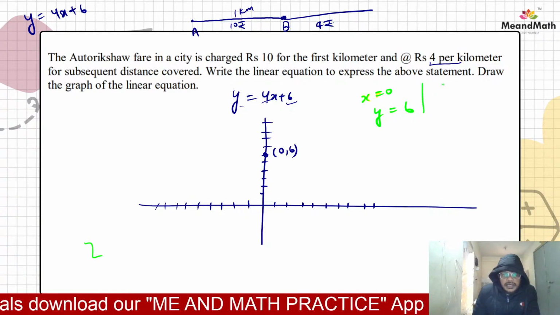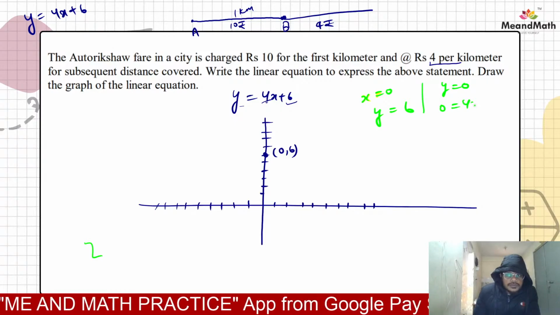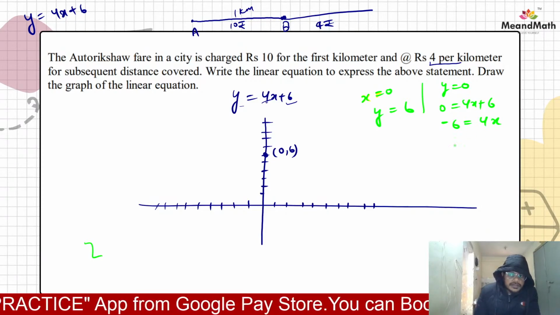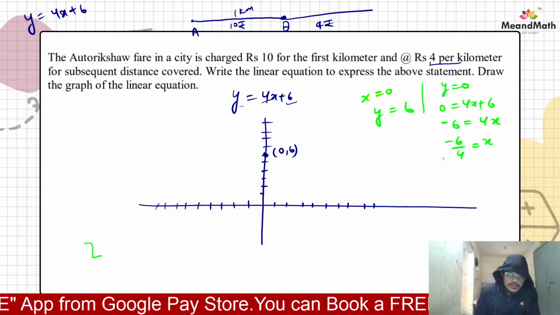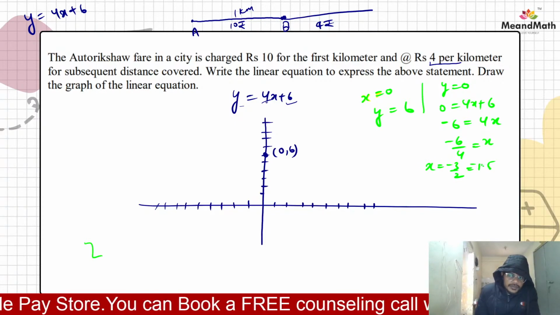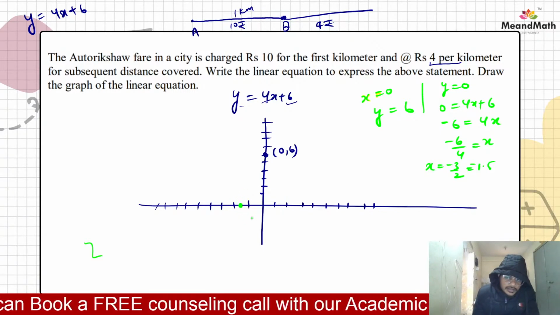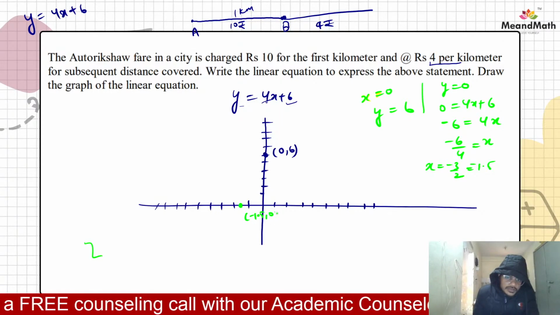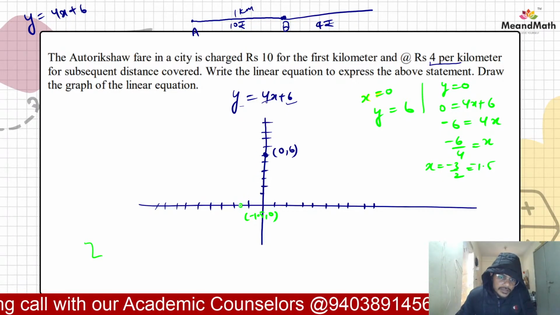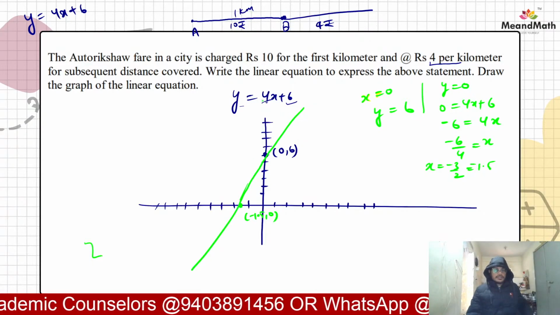Now, if I put a y value 0, that means 0 equals 4x plus 6. Minus 6 is equal to 4x, minus 6 upon 4 is equal to x. That means your x value should be minus 3 upon 2, that is minus 1.5, somewhere around here, right? So this point is minus 1.5 comma 0. These are the 2 points. Now join this line and you will get the graph of this line. So this is the graph for this line. Okay.